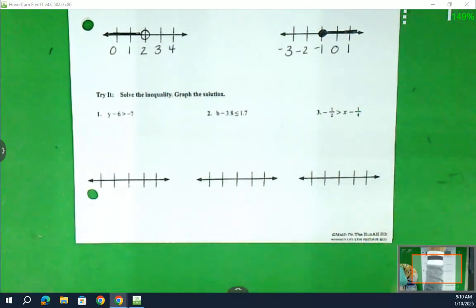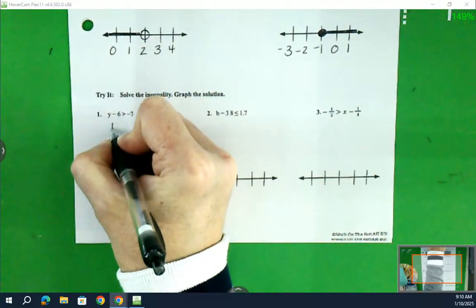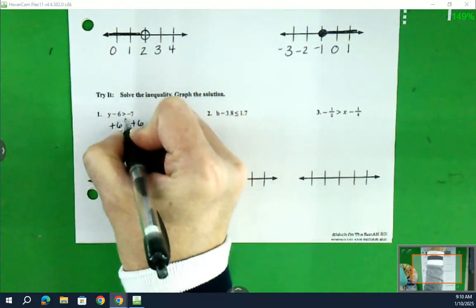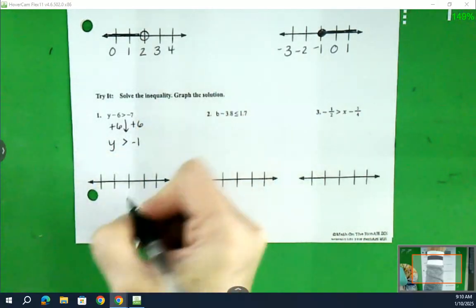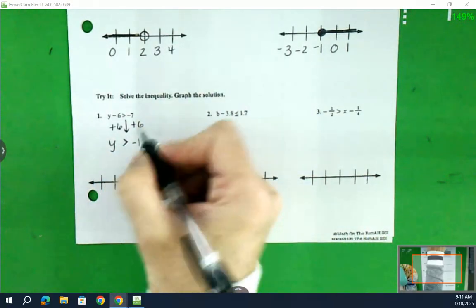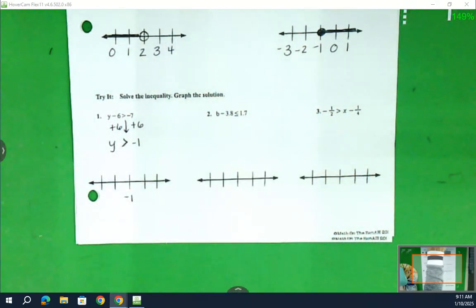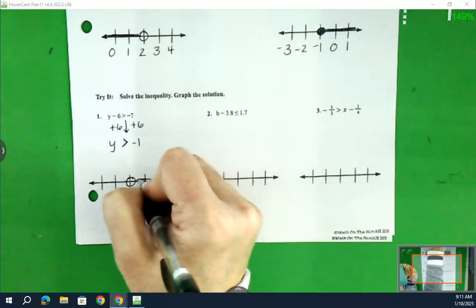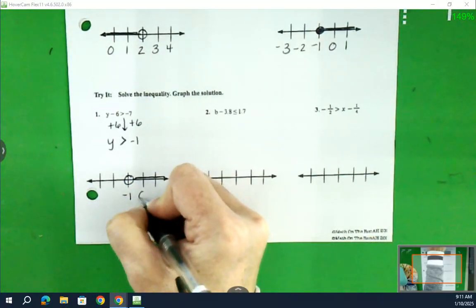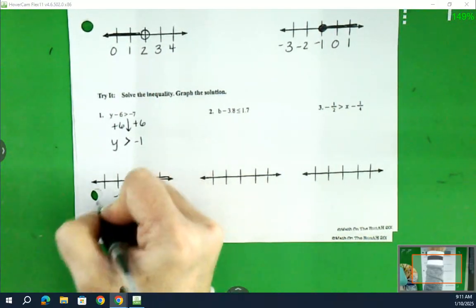All right, welcome back. Let's take a look at the next 3 problems. We're going to add 6 to both sides here. Lining up that inequality, we get y is greater than negative 1. So we're going to have an open circle at negative 1, shading to the right. So this is 0, 1. This is negative 2, negative 3.